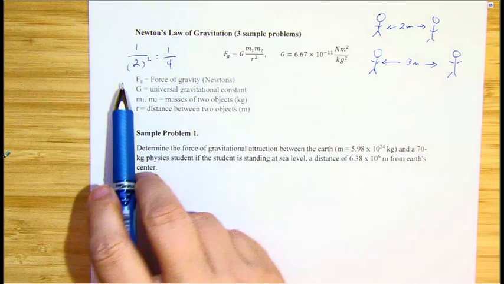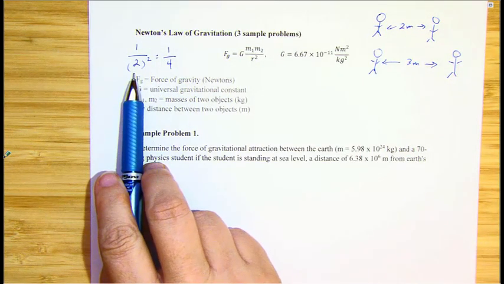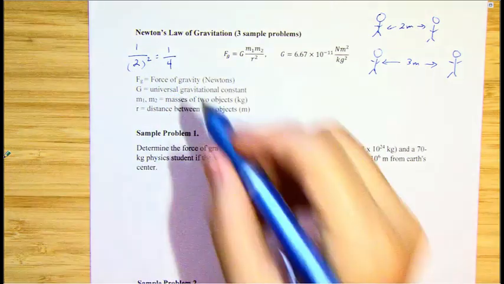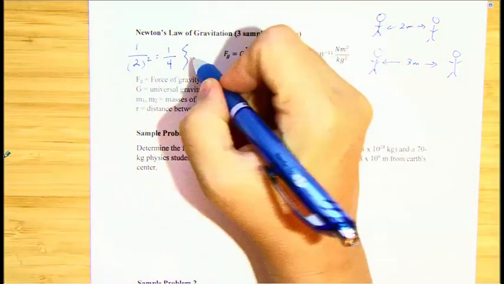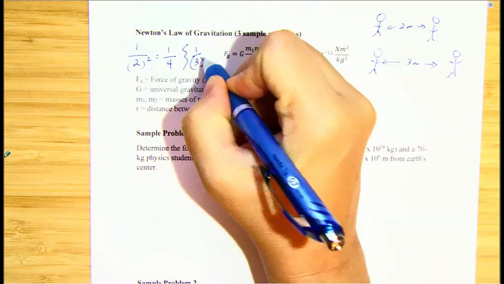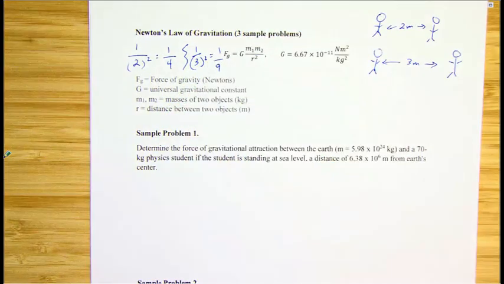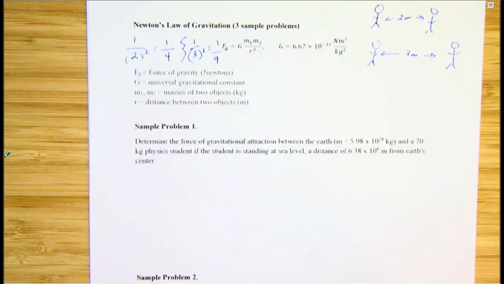And let me prove it to you. Remember when they were 2 meters apart, it was 1/4. When it's 3 meters apart, it's 1/9. 1/9 is a smaller number than 1/4. If it's 4 meters apart, it's going to be 1/16, etc. So the greater the distance between the objects, the less gravitational force they feel. So gravitational force is a function of two things: the masses of the objects and the distance between them. So let's look at a sample problem.